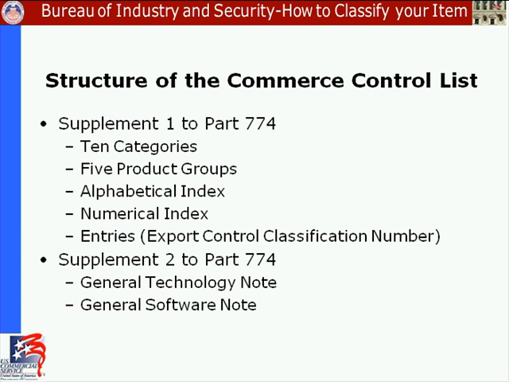Then in the list, we separate into 10 categories, and we'll talk about these individual items later. And then each category will be divided into 5 product groups. And when we say entry, we mean Export Control Classification Number, or ECCN. And then at the end of the Commerce Control List, or Supplement 2 to Part 774, we have the General Technology Note and General Software Note. We'll cover that later.